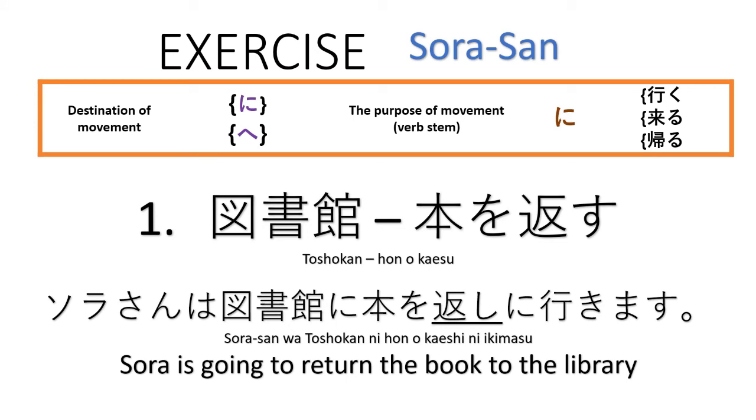For number 1, we have the place. So, first, the person, Sora-san wa, and then the destination of movement, Toshokan ni, and then the purpose of movement, hon o kaeshi. Because the mas form is kaeshimasu, we remove mas and kaeshi is what remains. Hon o kaeshi ni ikimasu. Sora is going to return the book to the library. Or Sora is going to the library to return the book.